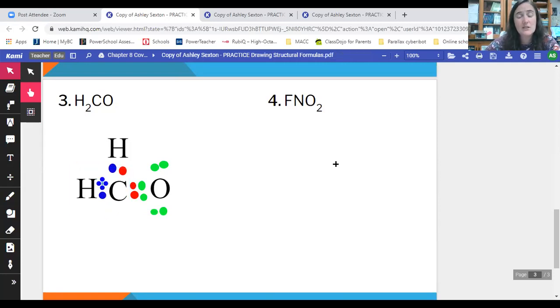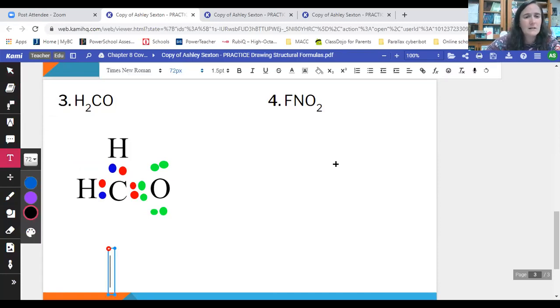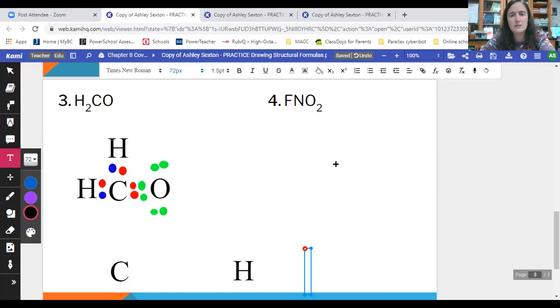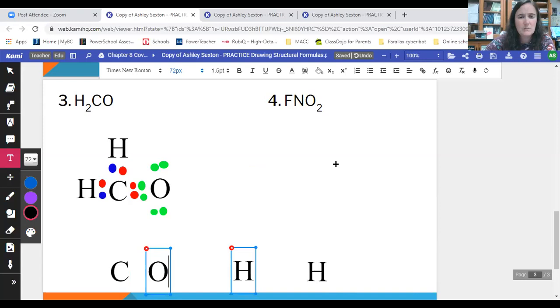Now I need to draw the structural formula, and I'm going to do that below it. I won't delete anything on this one. I have a carbon. I need 2 hydrogens. And I need 1 oxygen. Okay? So I'm going to have an oxygen here. I'm going to put them in the same spots. If you put the hydrogen up here, or the oxygen up here and the hydrogens on the side, whatever.